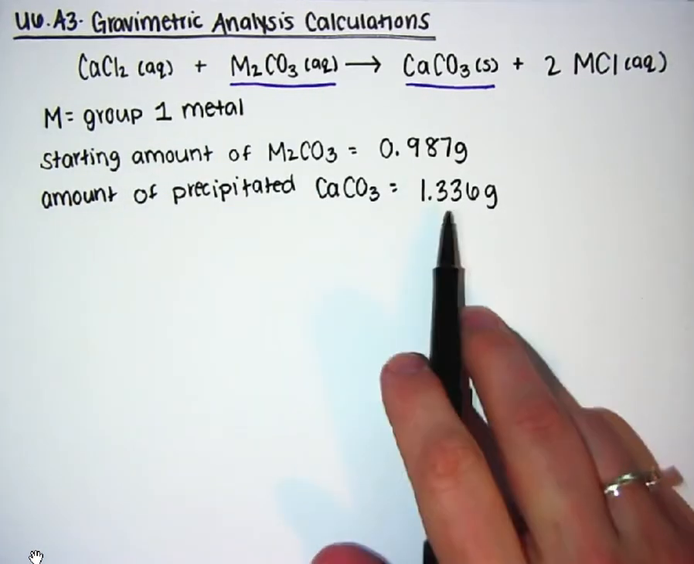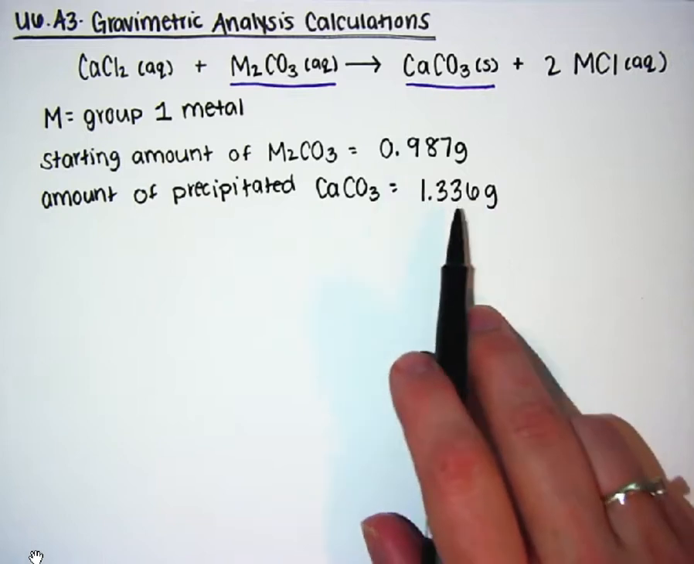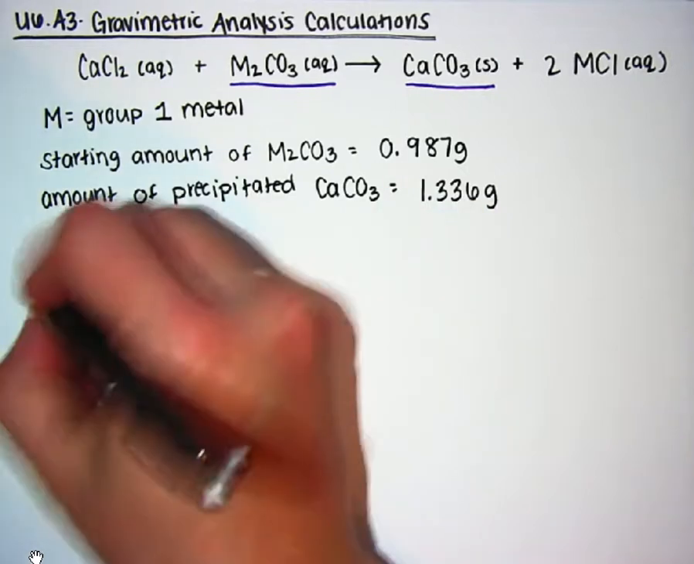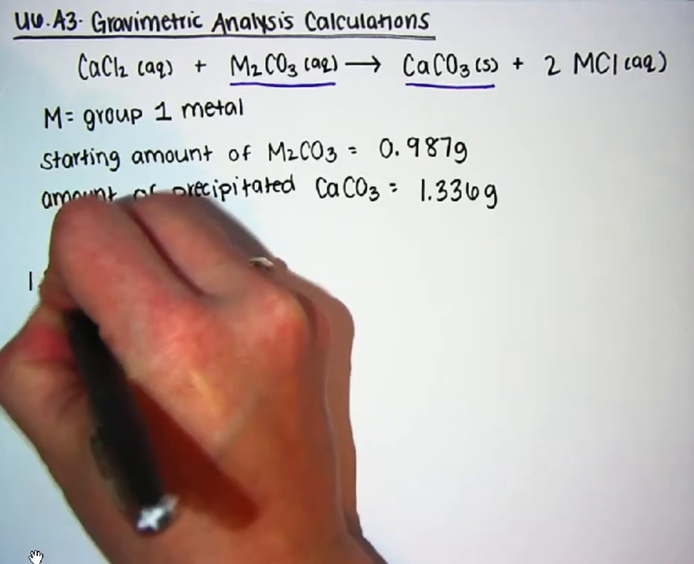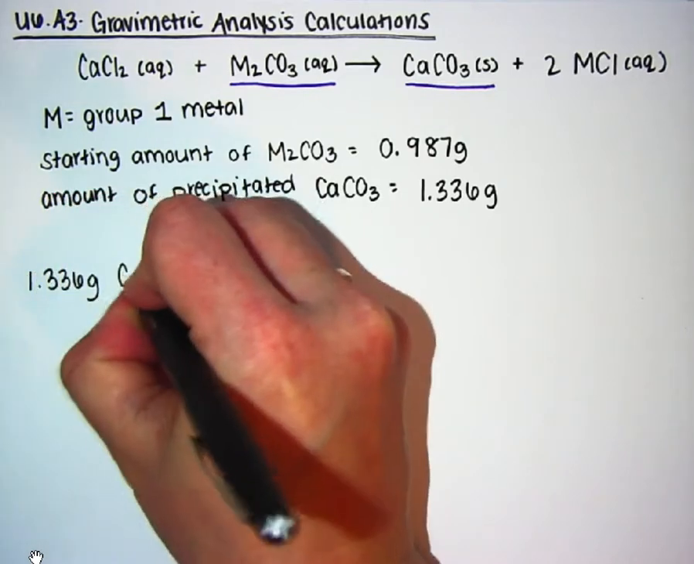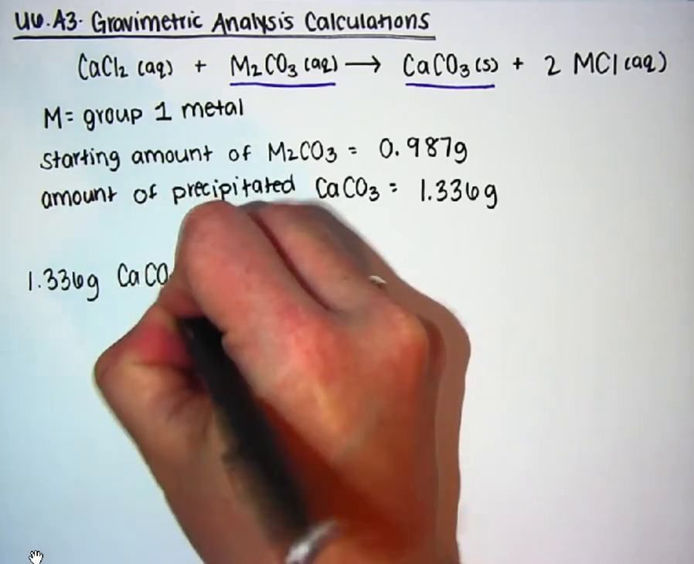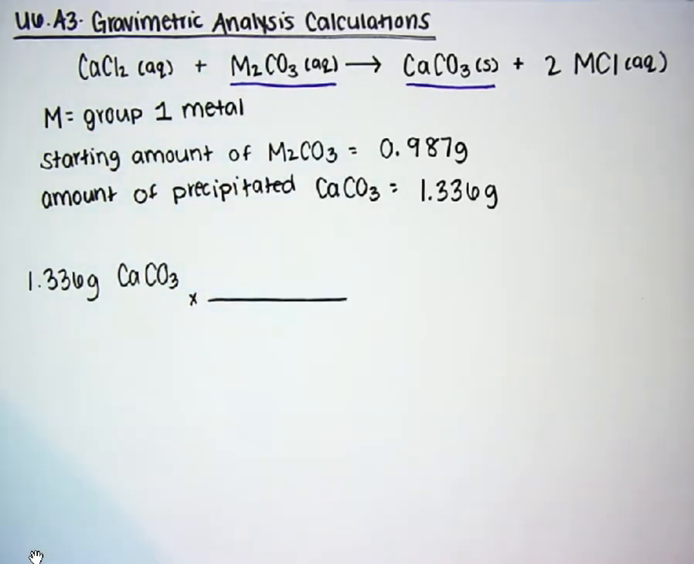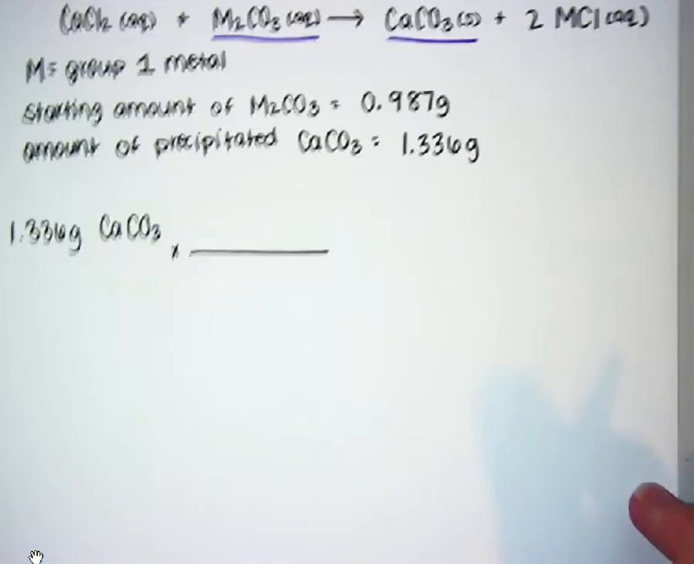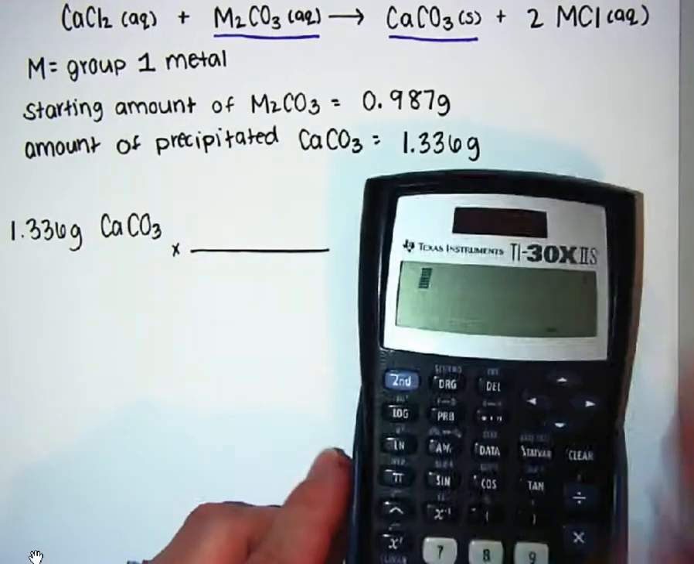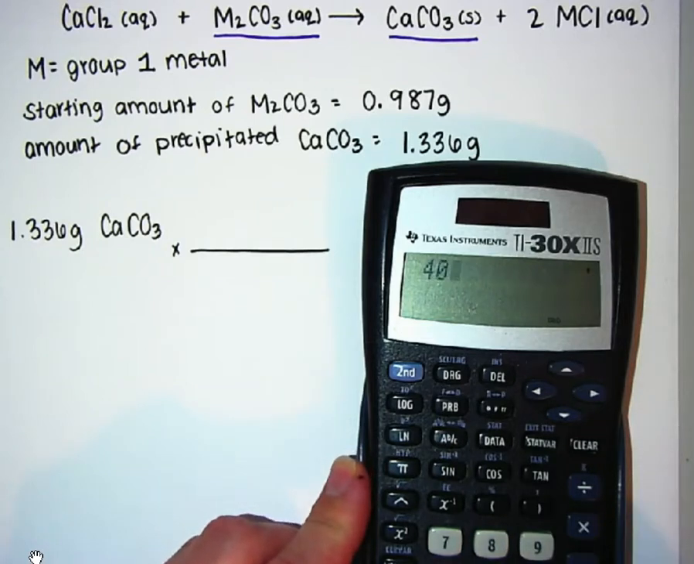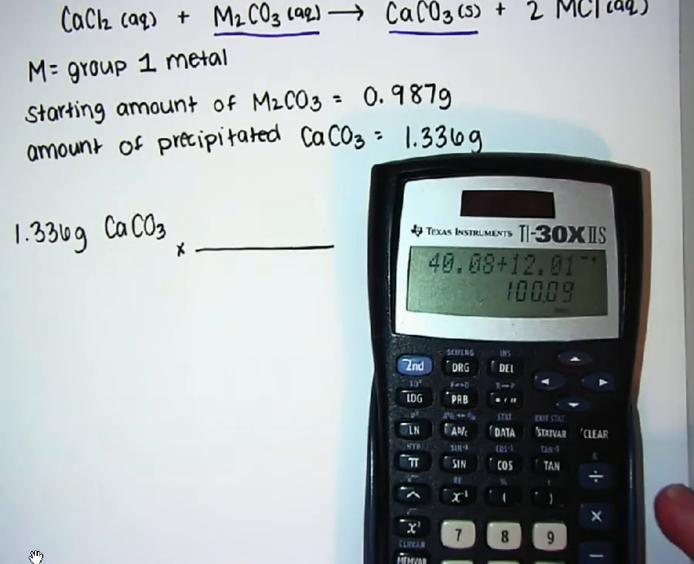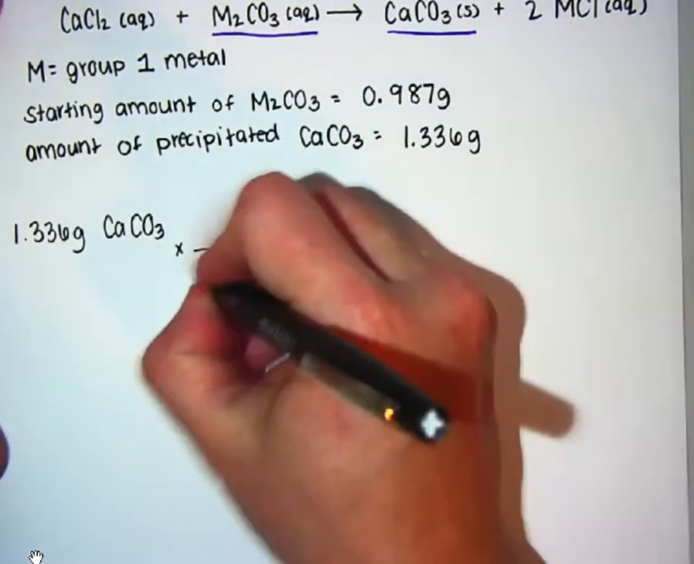So I'm going to start with the mass of calcium carbonate that formed, 1.336 grams of calcium carbonate. If we're starting with grams, the only thing we can do is plug in the molar mass to get to moles. Calcium is 40.08 plus carbon plus 3 times the mass of oxygen, 100.09 grams per mole.